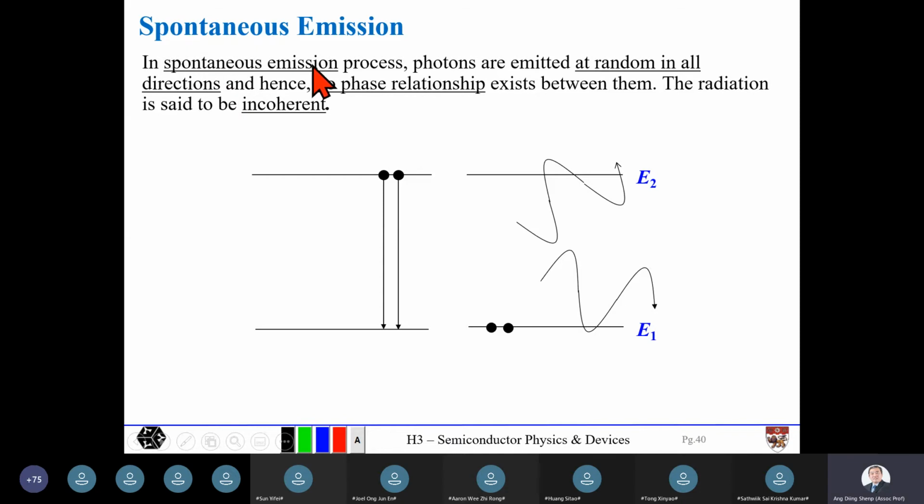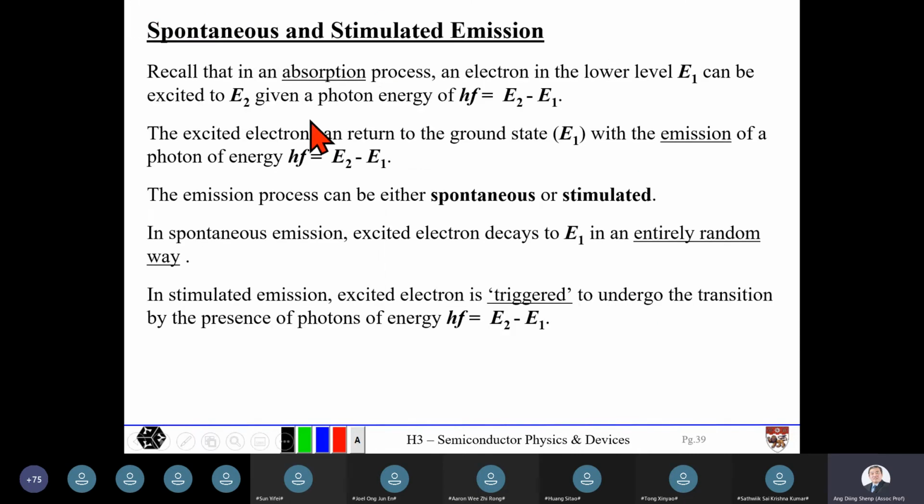result of spontaneous emission. Since the process of spontaneous recombination happens at random, the photons coming from spontaneous emission are also randomly emitted in all different directions. They are incoherent. They have no phase relationship with one another. In other words, they travel in different directions, they are of different phases and so on. So that is spontaneous emission. What is stimulated emission?